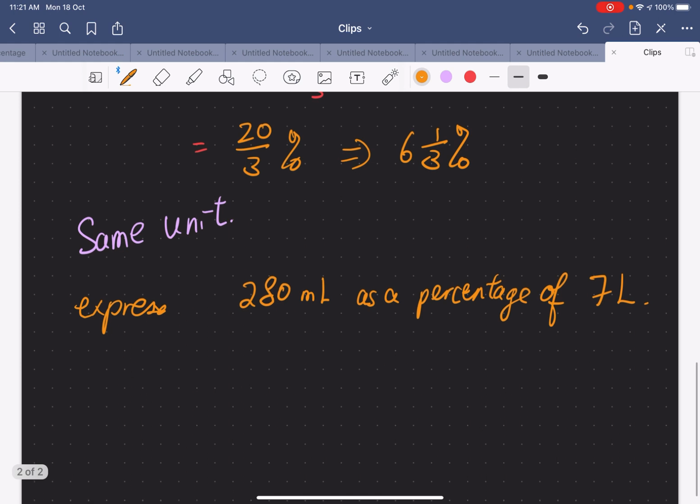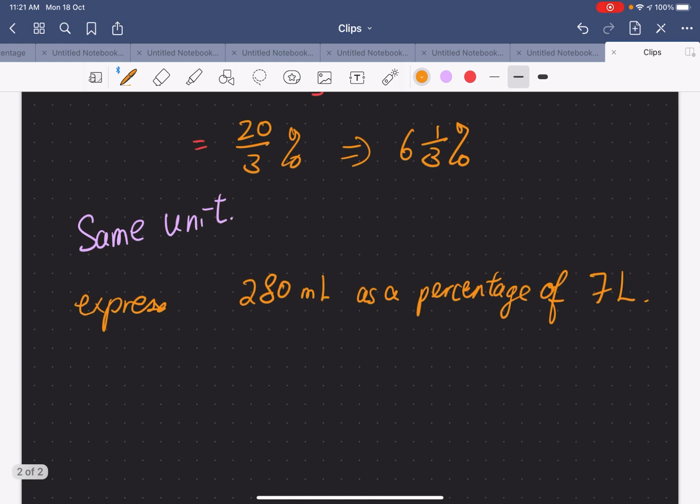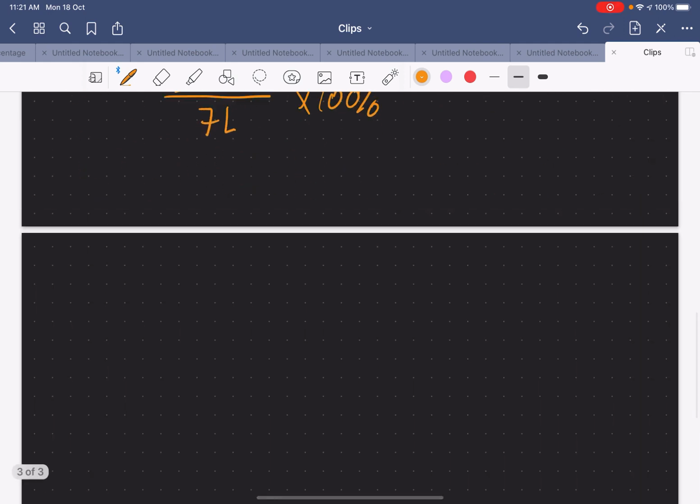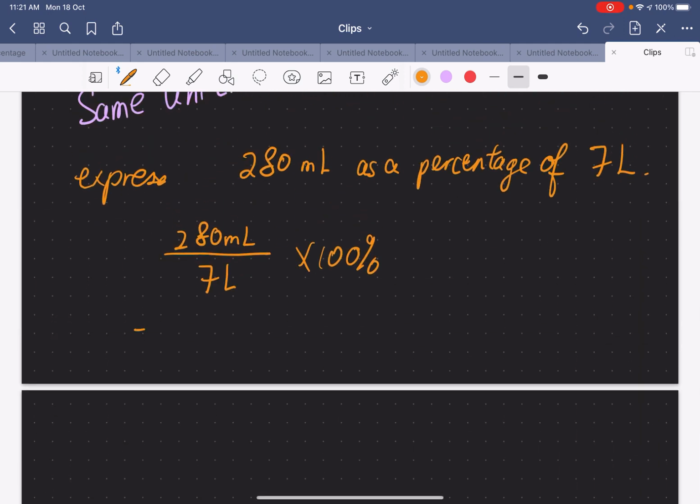We do the same method, just with a little trick in between. Of is the main character. So we have 280 ml over 7 L times 100%. This is what we usually do. And then we have to change it into the same unit, so we will have 280 over 7,000 mils, because 1 liter has 1,000 mils, and then times 100%.